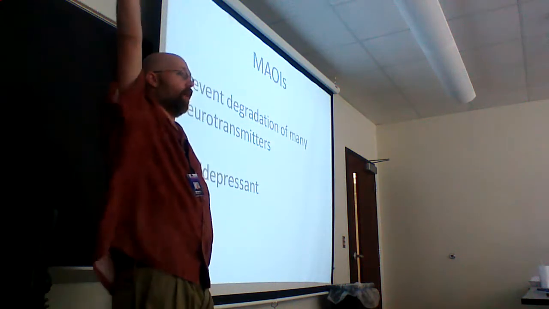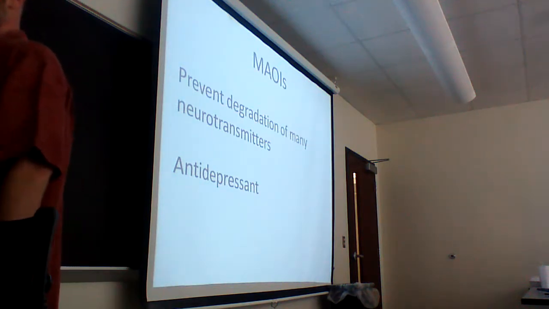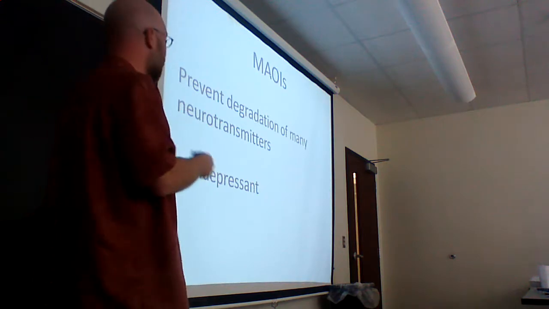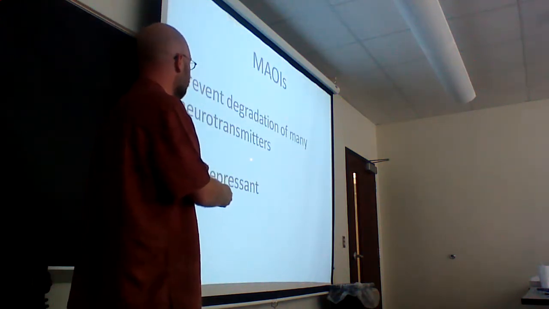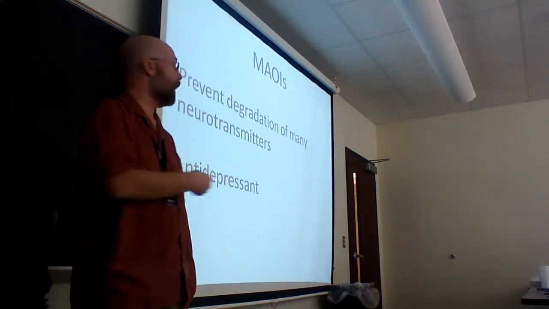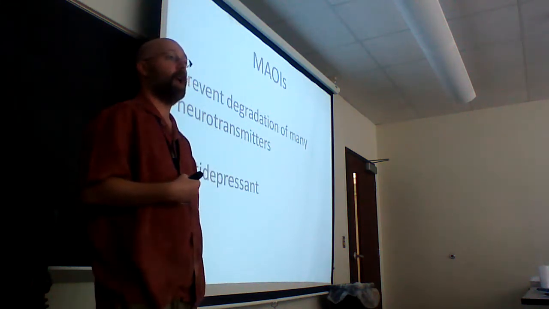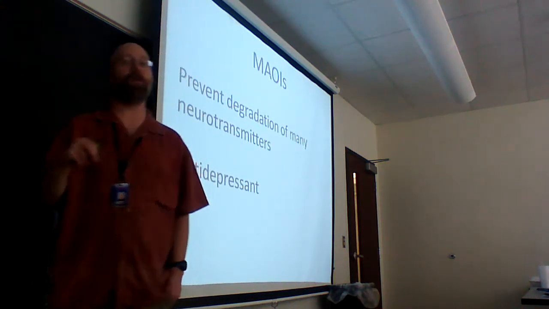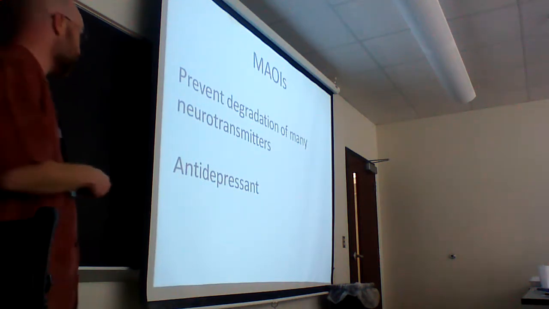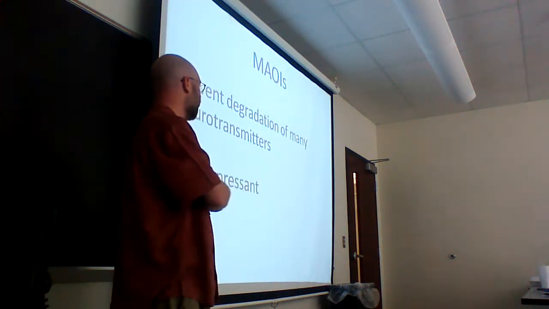MAOIs. Have you all heard of MAOIs before? There is an enzyme called monoamine oxidase that is present in your body, and monoamine oxidases destroy all kinds of different neurotransmitters. An MAOI is a monoamine oxidase inhibitor. It prevents the neurotransmitter from being destroyed, and so that means you have signaling where you wouldn't otherwise. This is another classic kind of antidepressant.